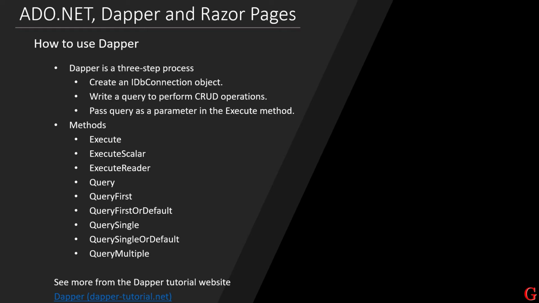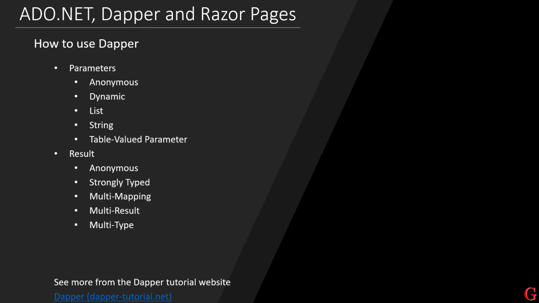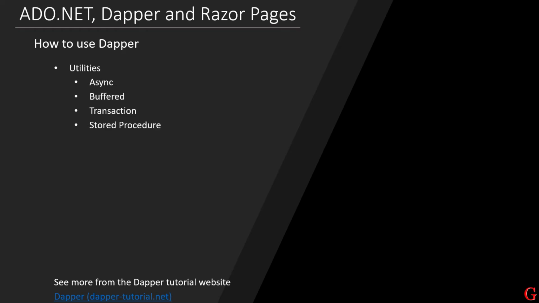Dapper contains methods. With methods you can execute SQL commands and queries on the database. Dapper also contains parameters and results. You can use results when you retrieve data from the database. And Dapper also contains utilities to process data. You can also use transactions and SPs with Dapper. There is a lot of good material about Dapper on the internet.